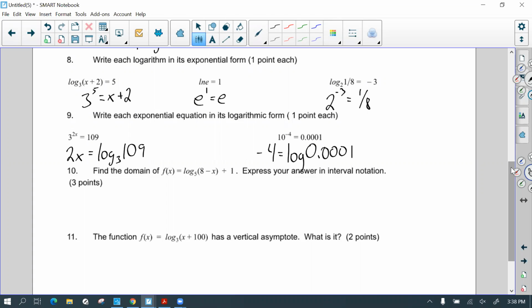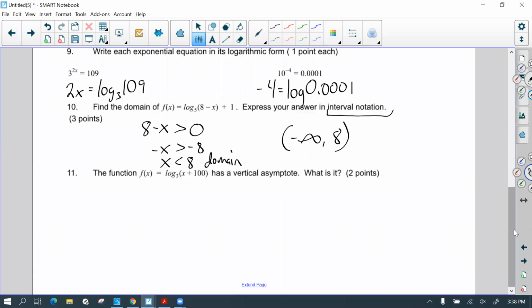Find the domain of this. Well, 8 minus x is what the log is receiving, and logs can only receive positive numbers. So the opposite of x equals the opposite of 8, divided by negative 1, we discover that x is less than 8. That's the domain. But you were supposed to give it in interval notation, so everything less than 8.